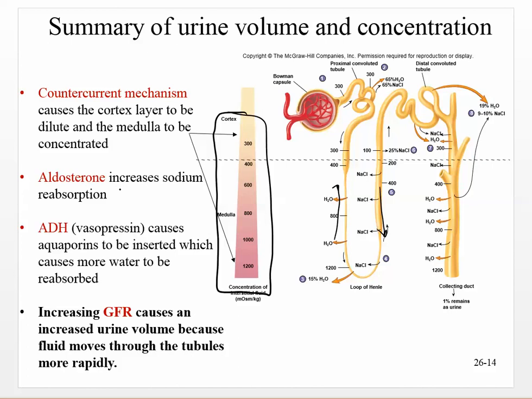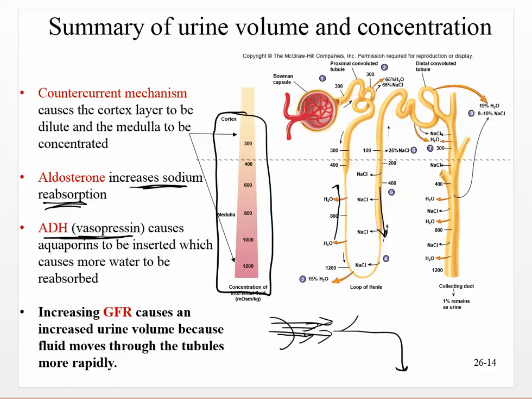Aldosterone increases sodium reabsorption, so we remember that, and that's part of the RAA pathway, renin-angiotensin-aldosterone. ADH, or vasopressin, both words, it's important to remember both words, causes aquaporins to be inserted, and we remember that those aquaporins are allowing water back into the body. So that's going to increase blood pressure. And also GFR, I don't know how much I've mentioned this, but if we increase the rate of filtration, that's also going to lead to more urine production.